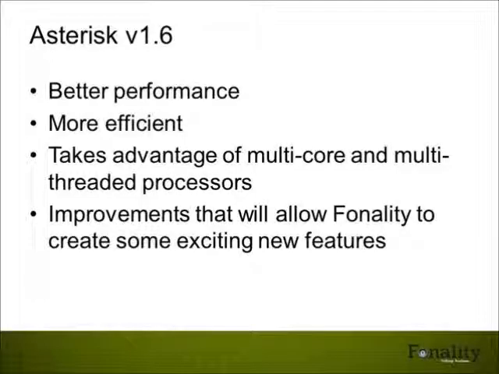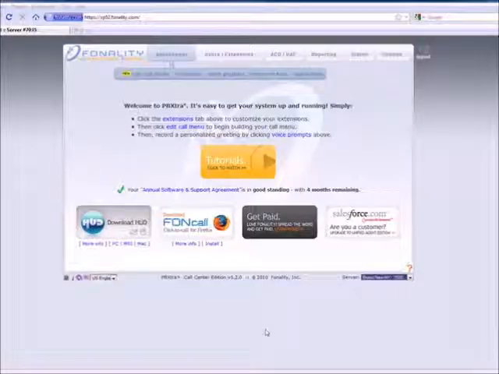The first thing that I want to discuss is that Finality's back end is now based in *1.6. So this means a faster and more efficient call processing engine that can take advantage of newer multi-core and multi-threaded processors. In addition, there are new codecs available to us that open up a lot of opportunities for future enhancements. So this is Finality's version 5.